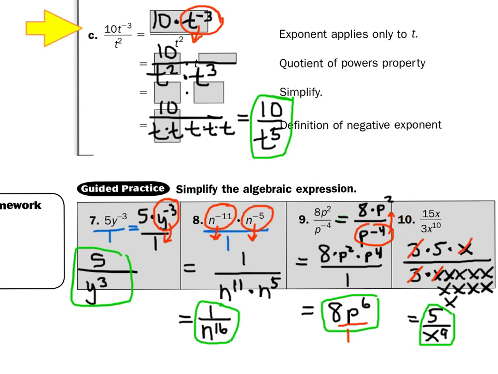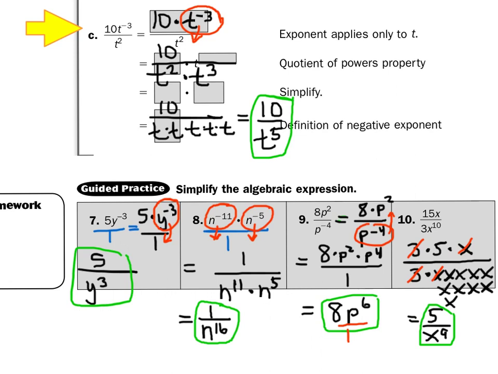Okay, take a look at number 10. 15x outside of the pool over 3x to the 10th power in the pool. Okay, so what I'm going to do with this is write it out, strike it out. So 15 I can break apart as 3 times 5, and then I just put my times x. And now I put my fraction bar, and down in the pool I have 3 times, and then I have 10 x's. I wrote them all out.